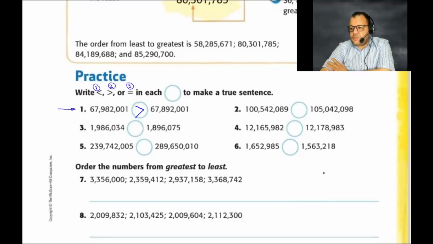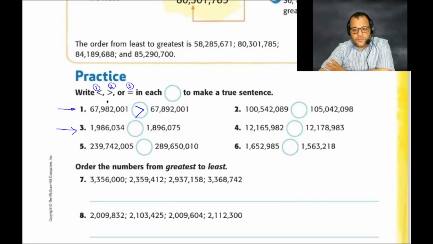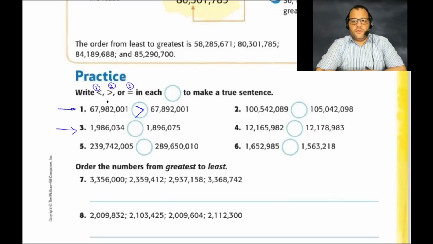Muhammad Tamer, solve number three. Read the number at the first, then compare. 1,986,000 and 34. We will not say ones, just 34. Read the other number. 1,000,000, and 896,000, 75. So compare between them now. The left one is bigger. Which sign? Number two. Okay.